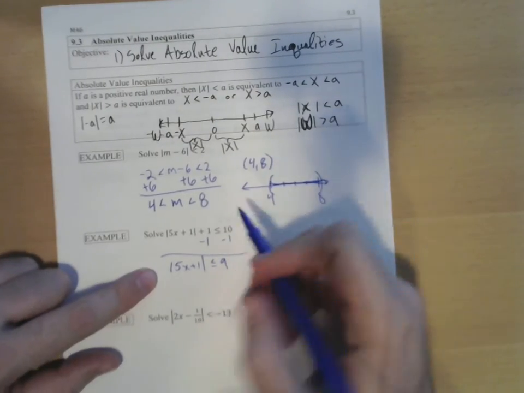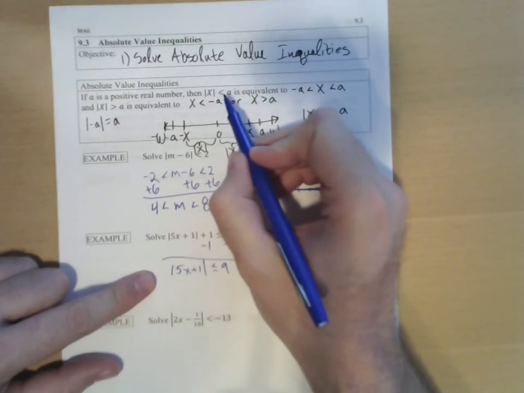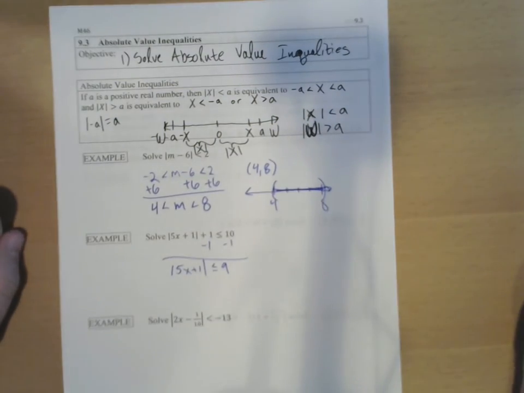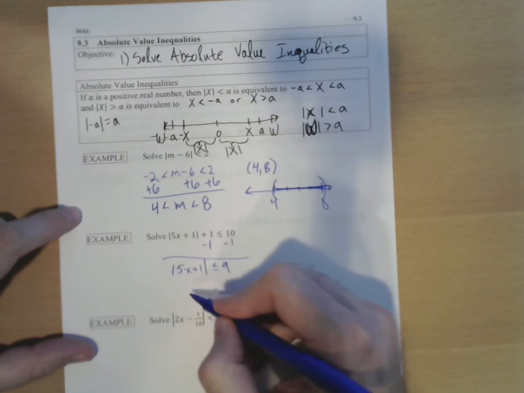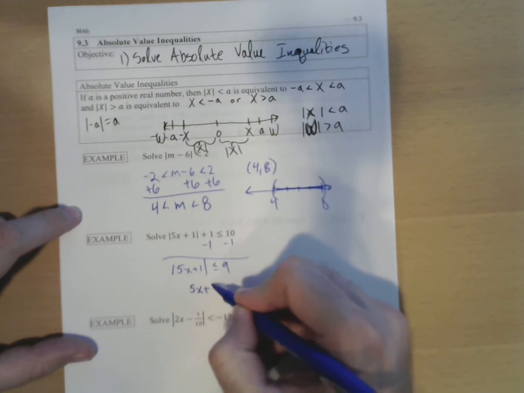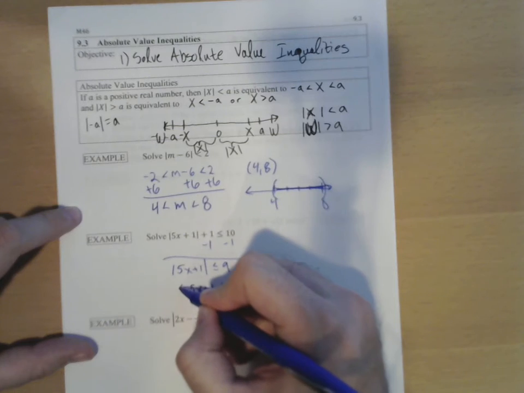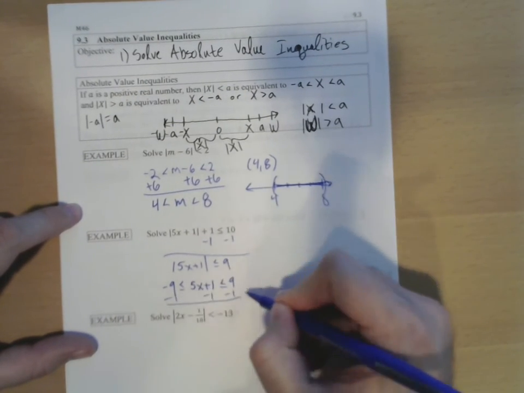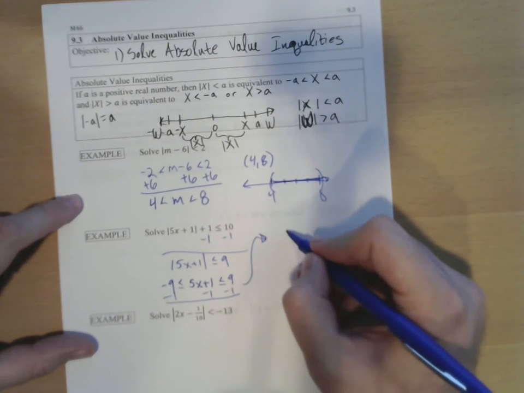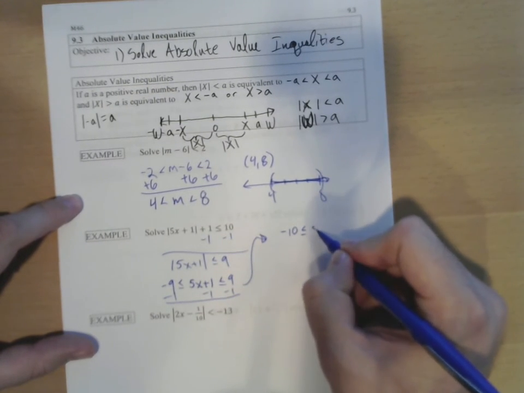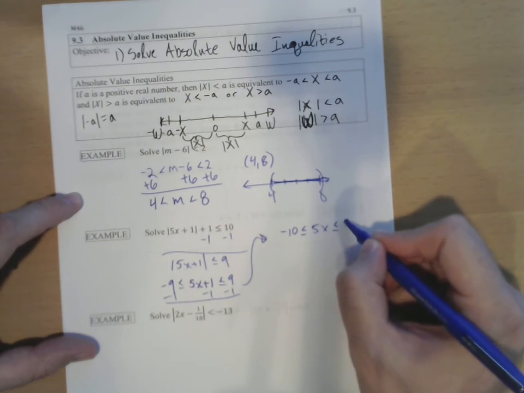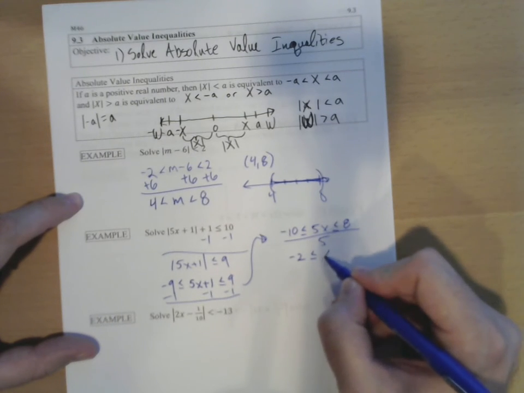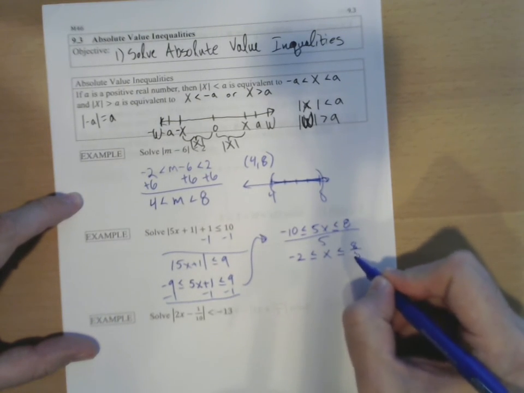Now we can, oh, we didn't mention this, but these rules are interchangeable with the less than or equal to or greater than or equal to versions as well. So we can split this into its equivalency: 5x plus 1 less than or equal to 9, greater than or equal to negative 9, minus 1 from all three pieces. We have negative 10 less than or equal to 5x, less than or equal to 8. Divide everything by 5. That gives us negative 2 less than or equal to x, less than or equal to 8/5.